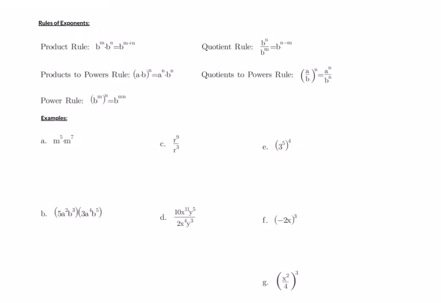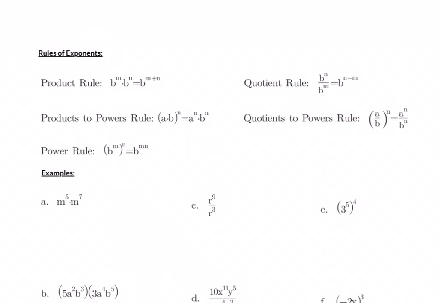Okay, so let's go ahead and review some rules of exponents. The first one we have is the product rule. The product rule says that when your bases are the same and you are multiplying them, you will add the exponents. We also have one that's similar called the quotient rule. The quotient rule says when you are dividing numbers with the same base, you subtract the exponents.